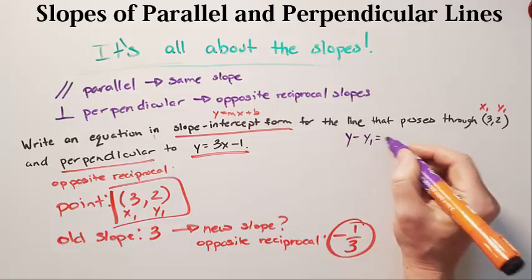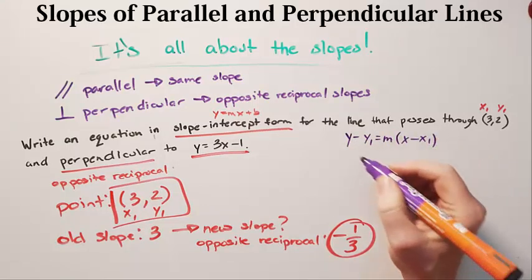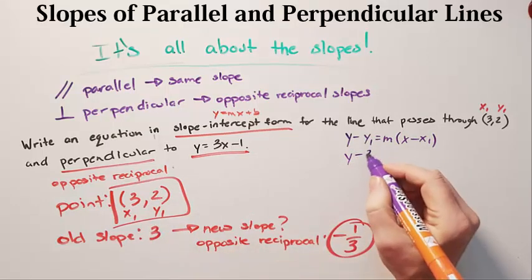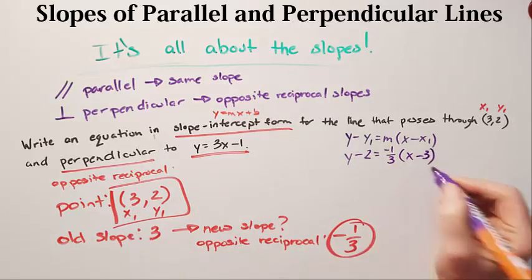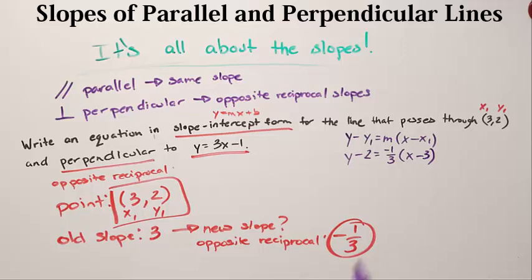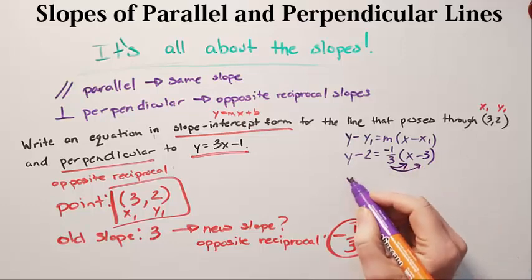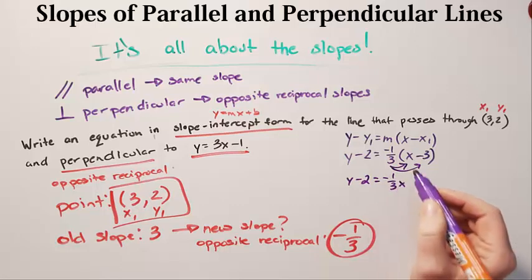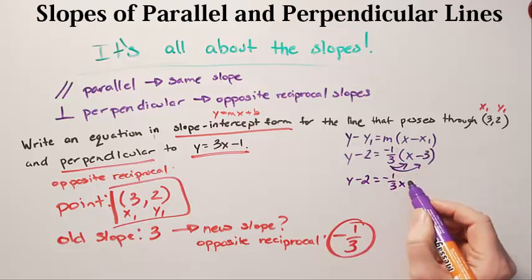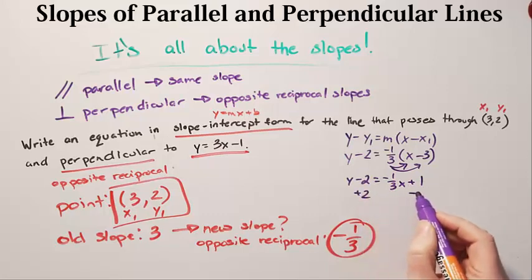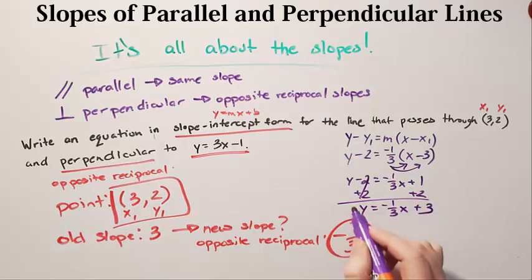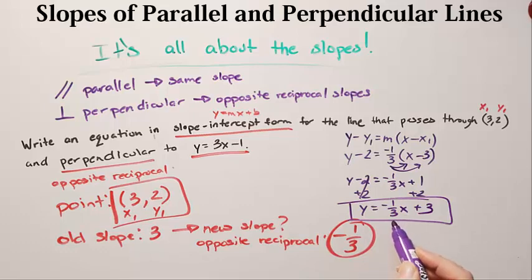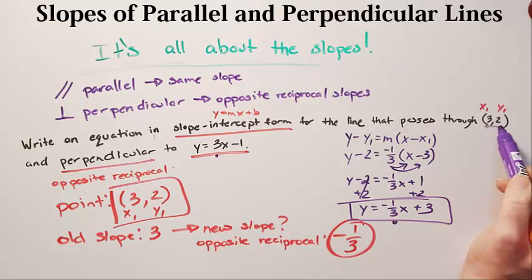So y minus y1 equals m, and in parentheses, x minus x1. So y minus the y they gave me, which was 2, equals my slope, a negative 1/3, and x minus the x they gave me, which is 3. I need my final answer to be in y equals form. So that means I need to distribute the negative 1/3. So I have negative 1/3 x, a negative 1/3 times a negative 3 is a positive 1. Need to add 2 to each side. I get y equal to a negative 1/3 x plus 3. And this is going to be my perpendicular line. Slopes are opposite reciprocals, and I used this point, so that goes through that point.